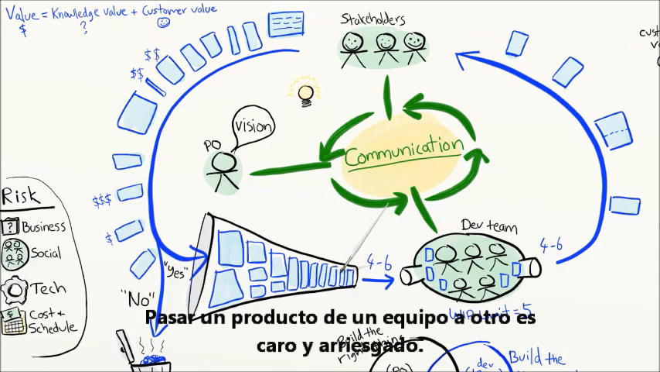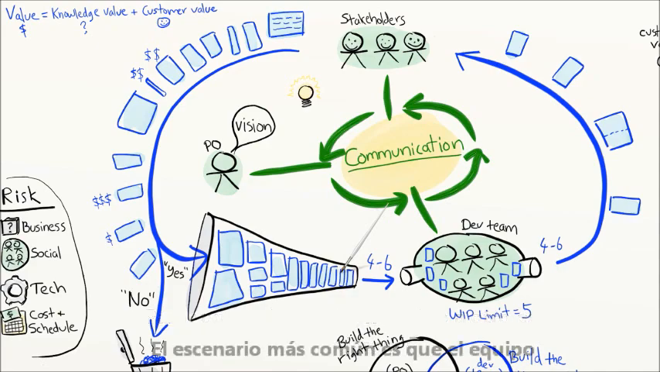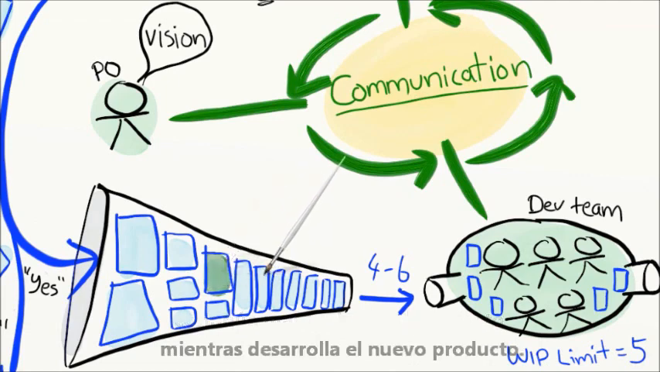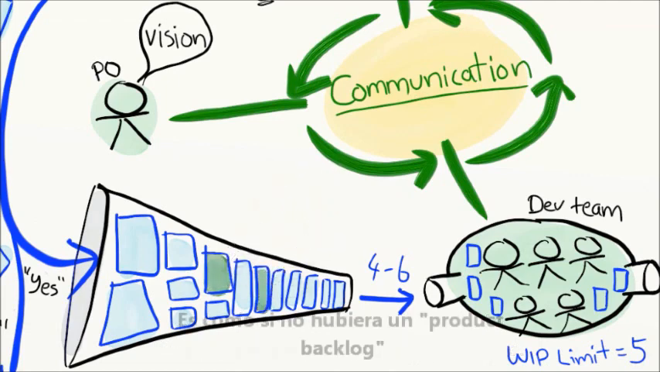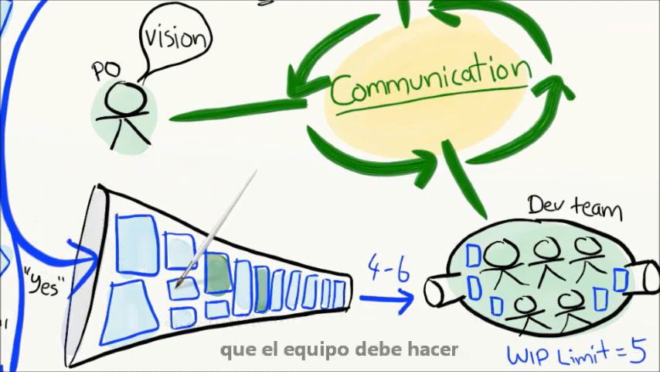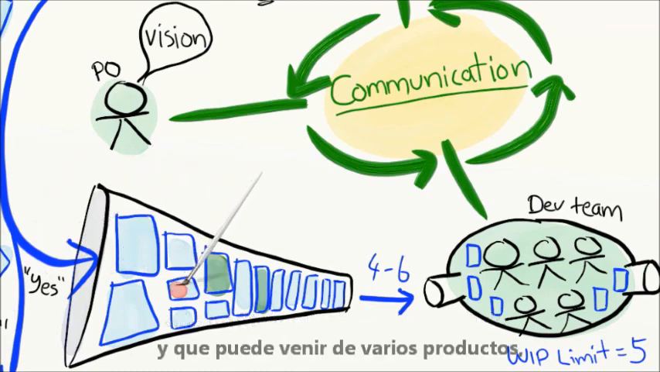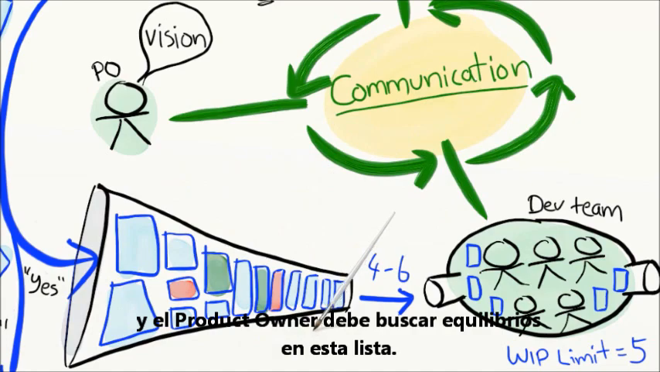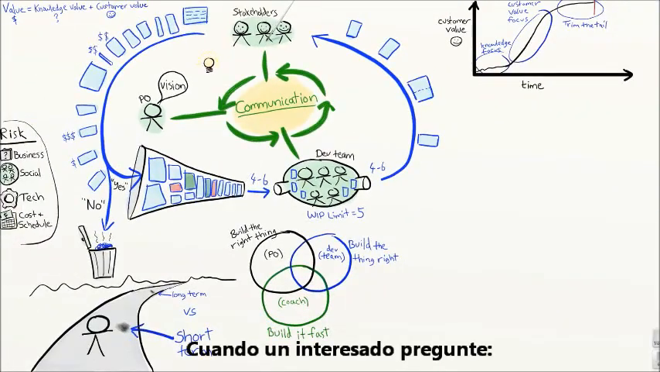Handing off a product from one team to another is expensive and risky. So a more common scenario is that the team continues maintaining the old product while developing the new one. So it's not really a product backlog anymore, it's more like a team backlog, a list of stuff that the product owner wants this team to build. And it can be a mix of stuff from different products. And the product owner needs to continuously make trade-offs between these. Once in a while, a stakeholder will call Pat and say, "Hey, when will my stuff be done?"